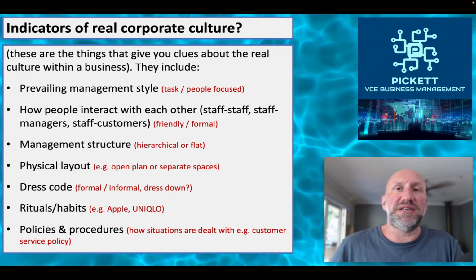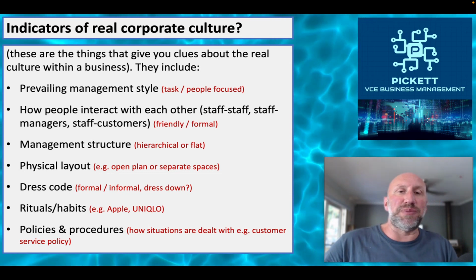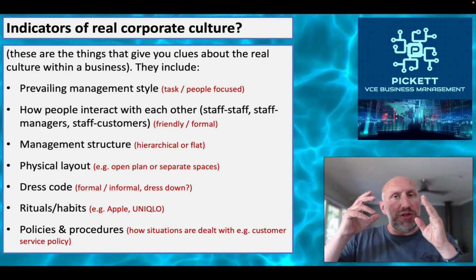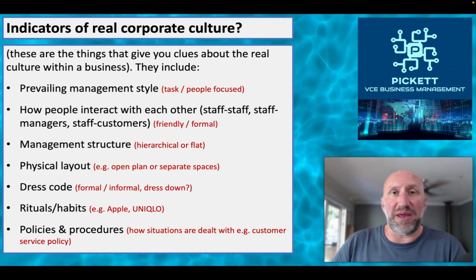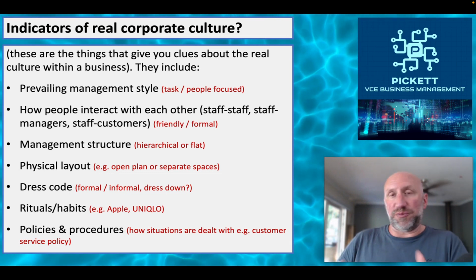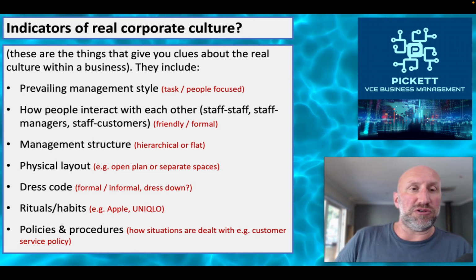Now, those indicators of corporate culture that I just mentioned, okay? These are the things that give you clues about the real culture within the business. And again, the only way to determine what the real culture is, is to actually get in there. You need to go and visit the business, walk around, talk to people, observe, and that will give you an idea of what the real corporate culture is like.